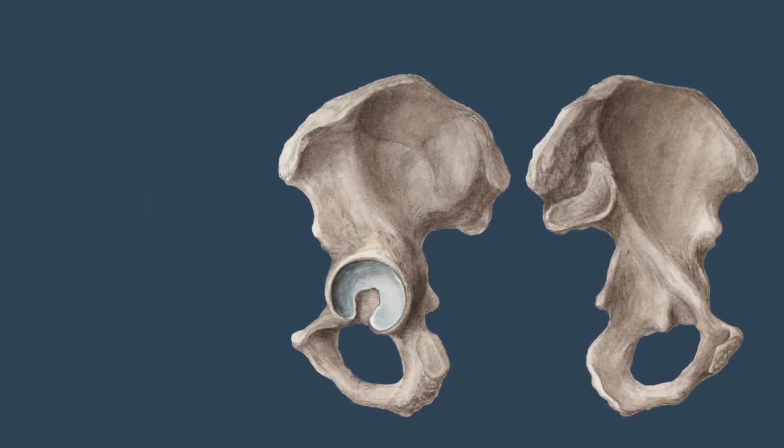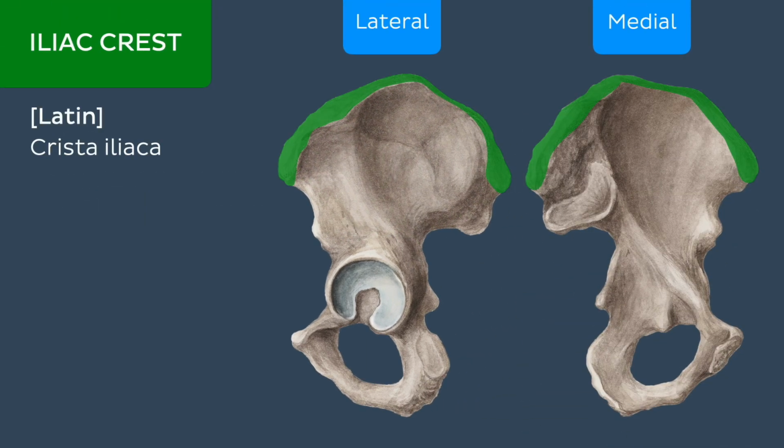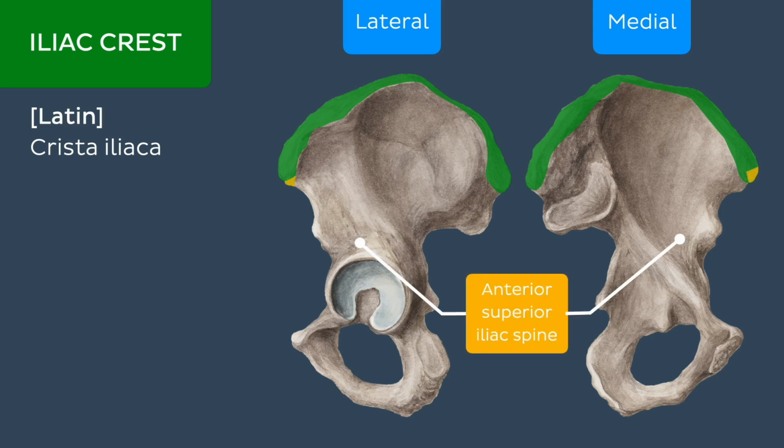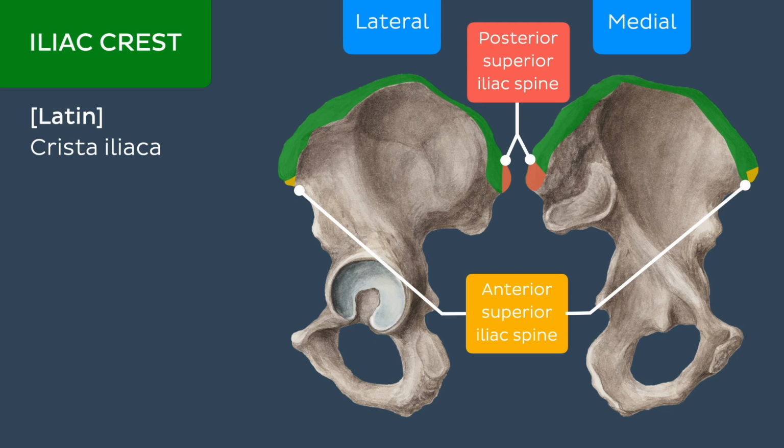Next, we're going to talk about the iliac crest, which, as I previously mentioned, forms the superior border of the iliac fossa and the wing of the ilium. The iliac crest extends from the anterior superior iliac spine here to the posterior superior iliac spine here. This crest serves as an attachment point for a large muscle of the body known as the latissimus dorsi.